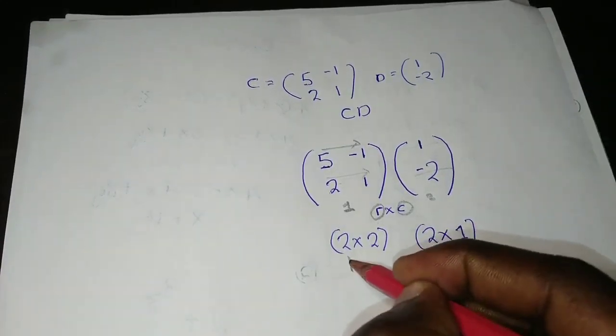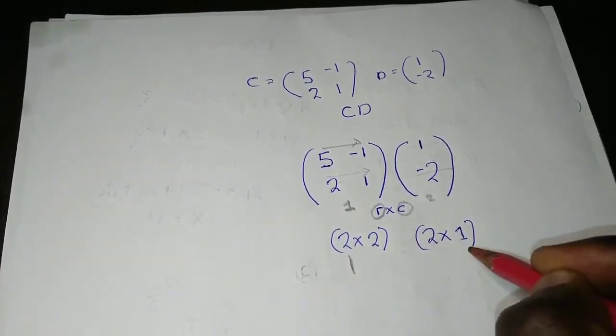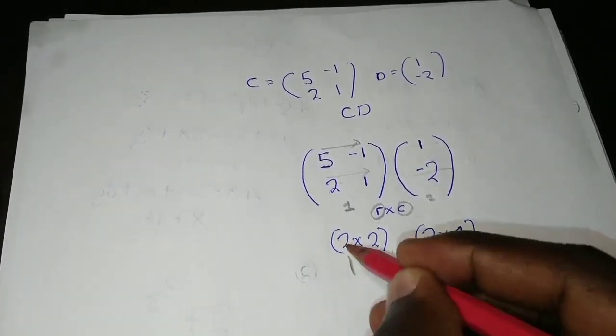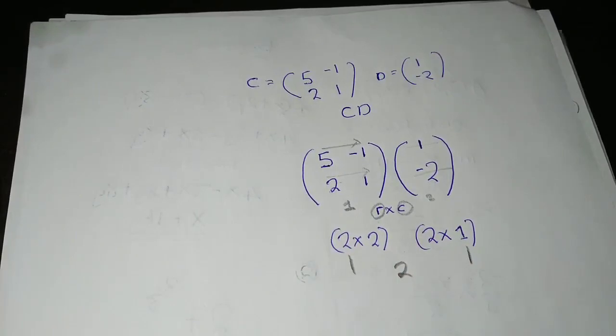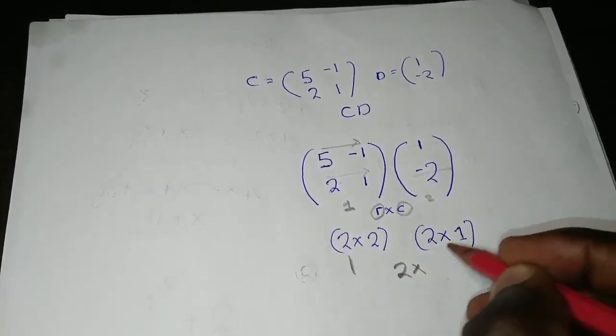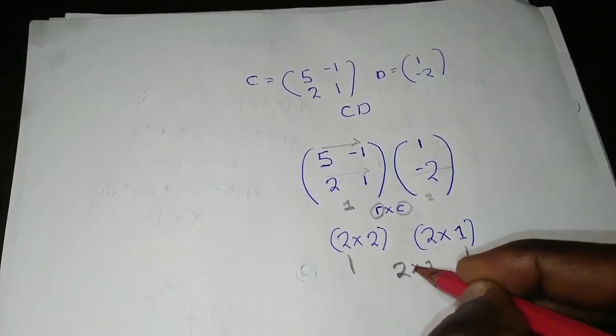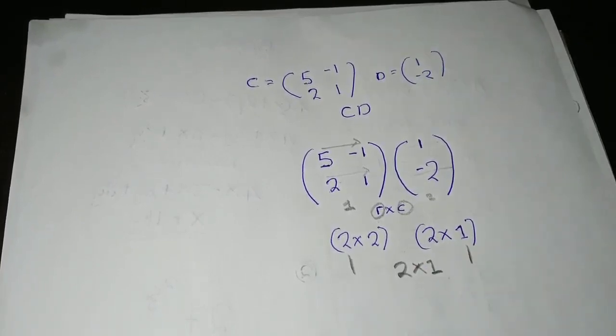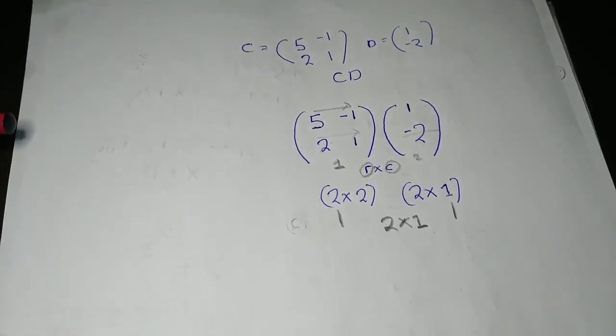You get the first number here and the last number there. The first number is 2, and the last number is 1. So our matrix at the end is going to be a 2 by 1, and we'll see whether we are correct or not. So let us multiply.